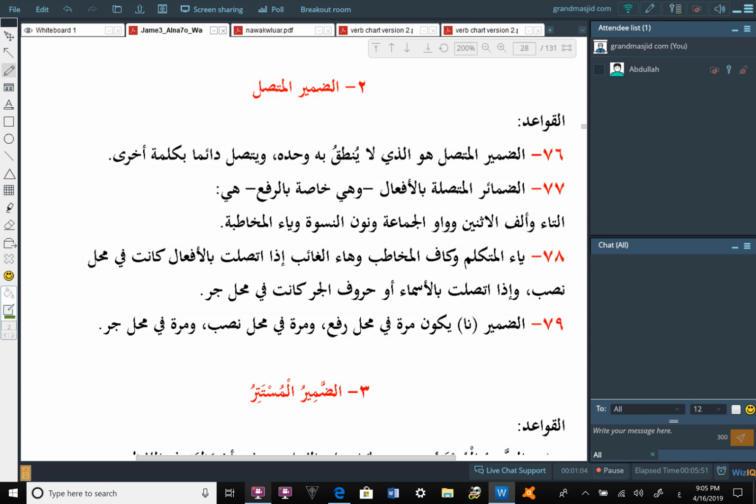Now, if we notice, it doesn't say bi fi'lin or bi ismin. It says bi kalimatin, or it doesn't say bi harfin. It could be any of those three. A damir al-muttasil can be attached to a noun, can be attached to a verb, and it can be attached to a harf, a particle.